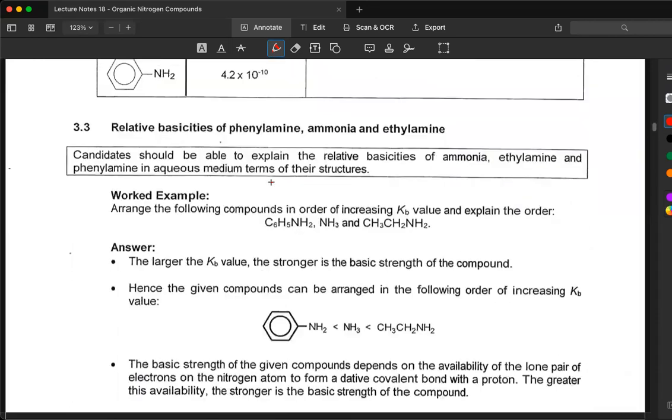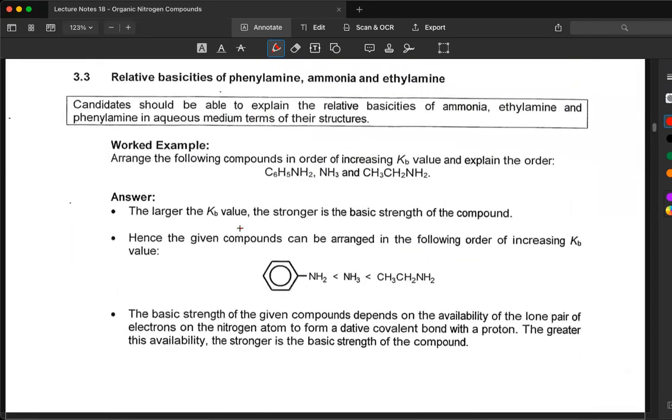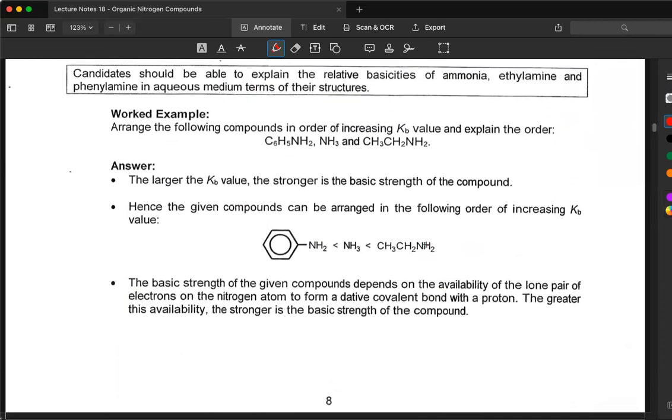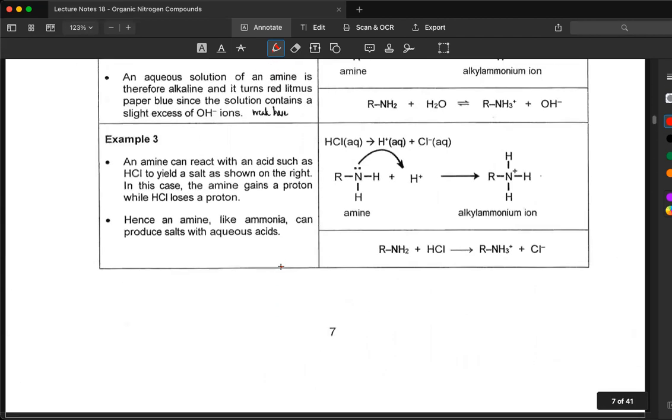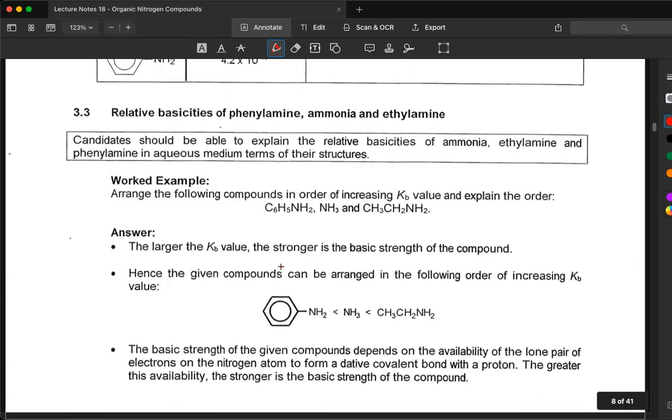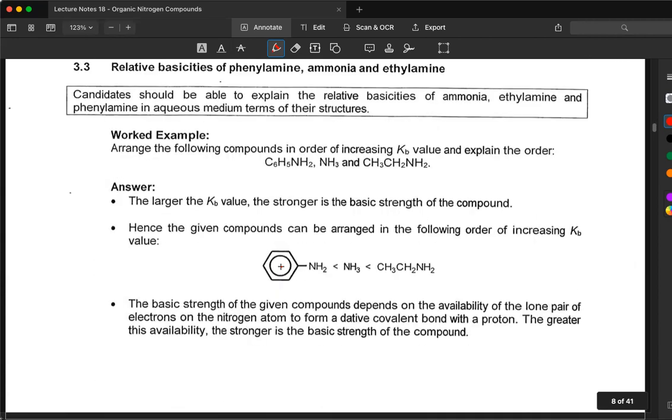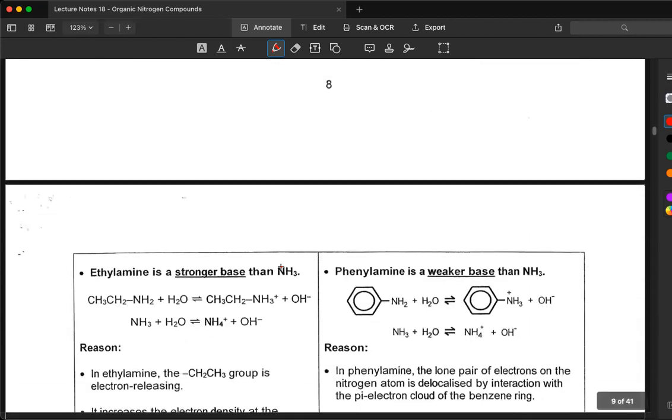So this is similar to the earlier example. As we have discussed, the larger the Kb value, the stronger is the basic strength. So the highest one should be ethylamine, followed by ammonia, and then phenylamine. The basic strength depends on how available the lone pair of electrons on the nitrogen atom is, because that will affect whether it will form a dative covalent bond with the proton, as shown earlier. The greater the availability, the stronger is the basic strength.